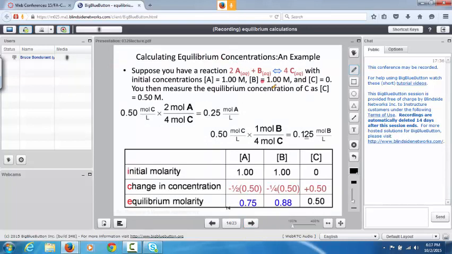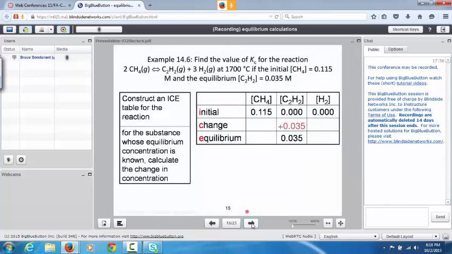Okay, so 0.50 over 4 is going to be 0.125, and then for A that means 2A are consumed for every 4, so 0.125 times 2 is 0.25. So you take 0.25, subtract it from 1, you get 0.75. You take 0.125 from 1 and you get 0.88.